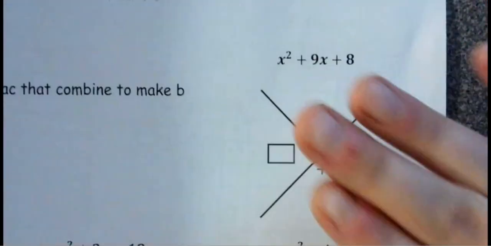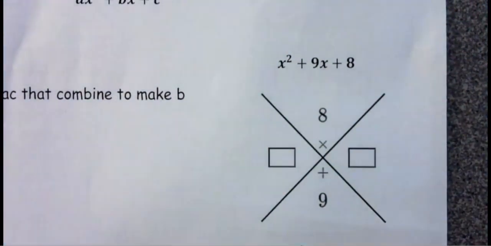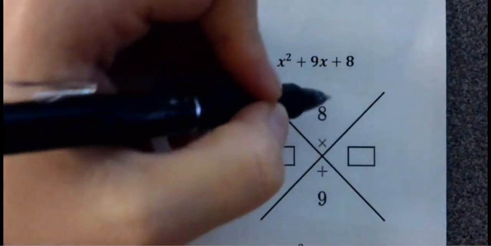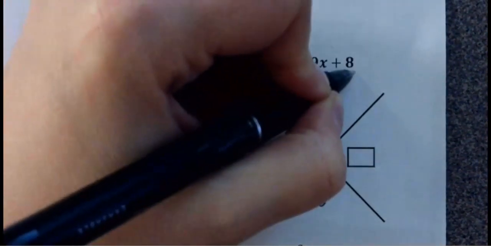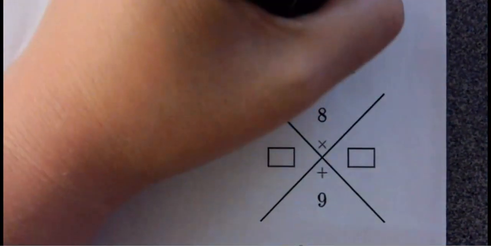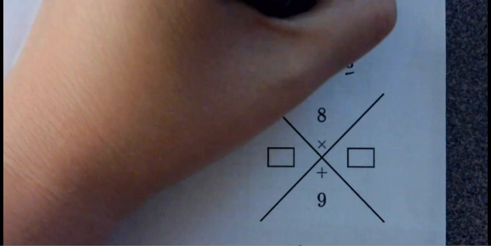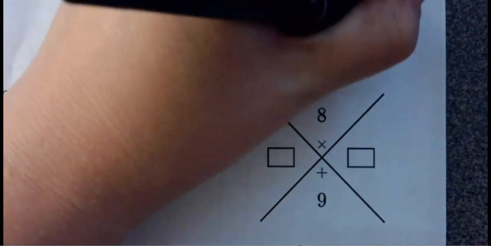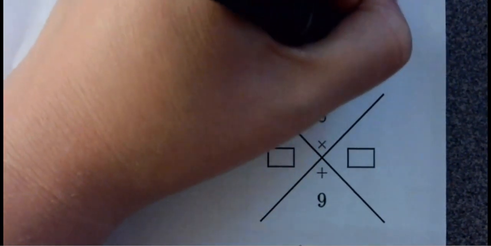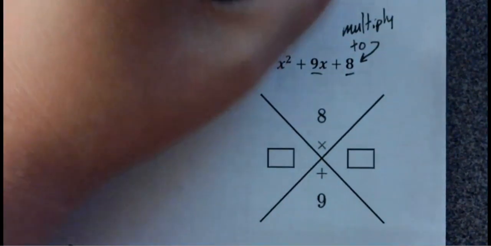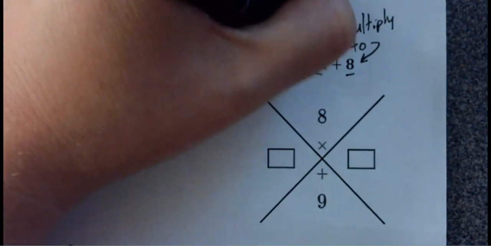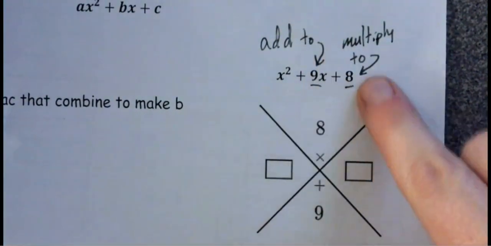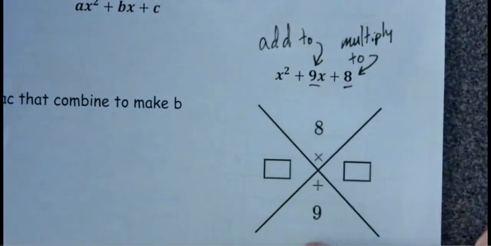All right, so let's look down here and I'll show you what the X game means. What the X game does is you are trying to find numbers that multiply to equal this and add to this. So multiply to positive 8, add to positive 9. And so that's why it looks like this.